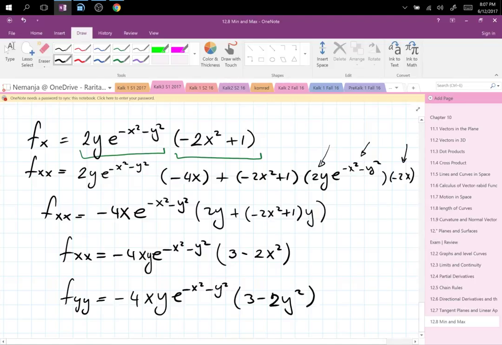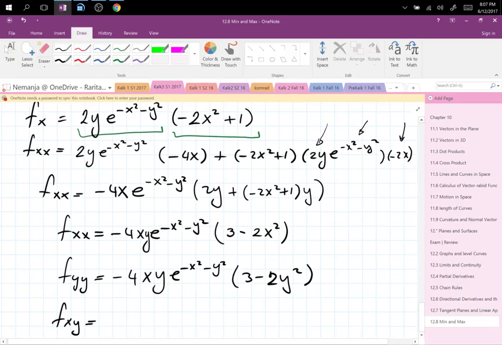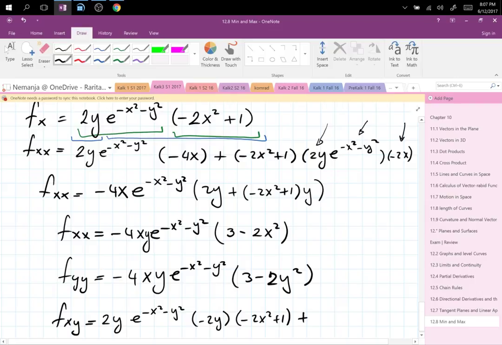The only other part left for us to compute is the mixed partial derivative f_xy, because that one needs to be squared. It's not going to be a problem. You have f_x, just take the derivative with respect to y. So we are going to pair it differently. You have 2y here, and then the rest also has a y. So copy the first one, times the derivative of the second, which is e^(-x² - y²) times -2y, and then times (-2x² + 1). That was the first, plus copy the second, and then times 2. Easy.